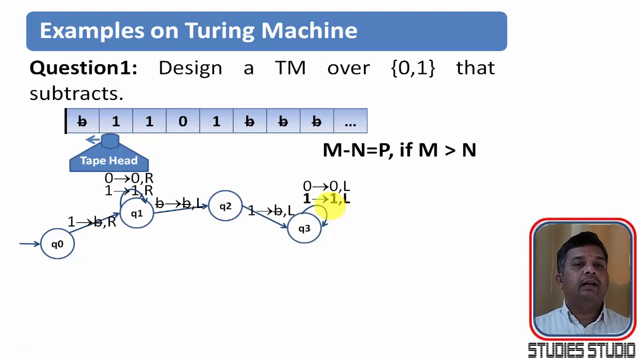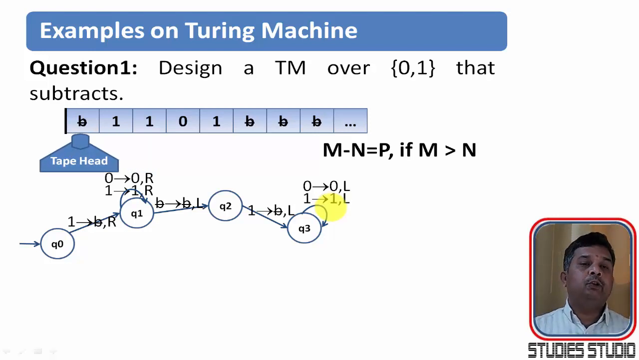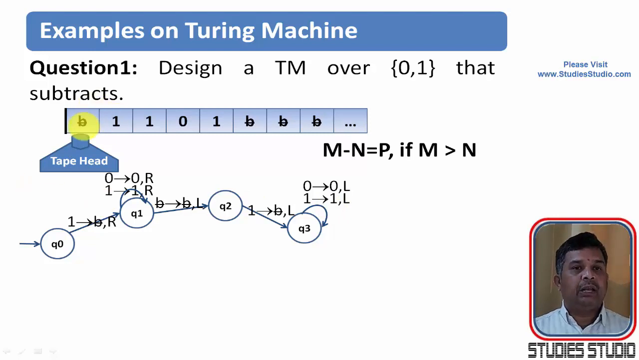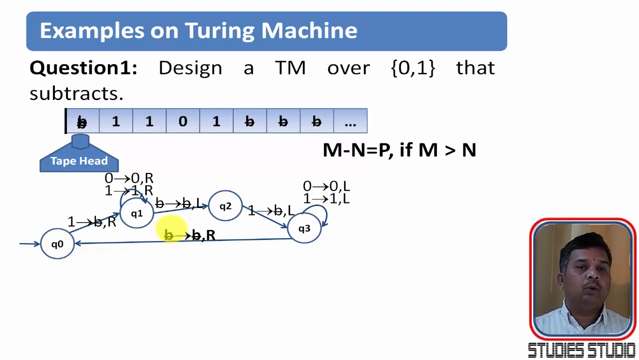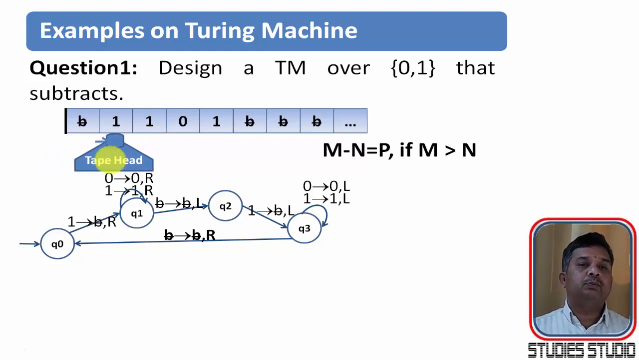After moving left, I am getting a blank. When I am getting a blank, what do I need to do? I am going to check the next element after the blank. So I'll come to Q0 state. By writing blank onto the tape, I'll move right. Now my tape head is pointing at 1.